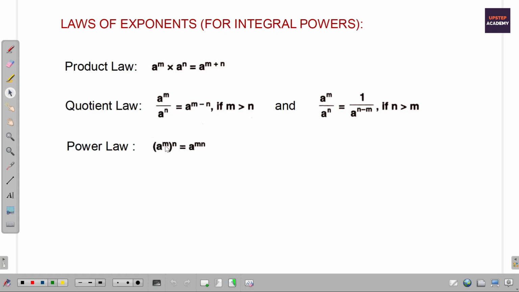Hey guys, in this tutorial we are going to see the chapter Exponents. This tutorial may go long because we are going to finish the whole chapter Exponents, right? So let us begin with the laws of exponents.